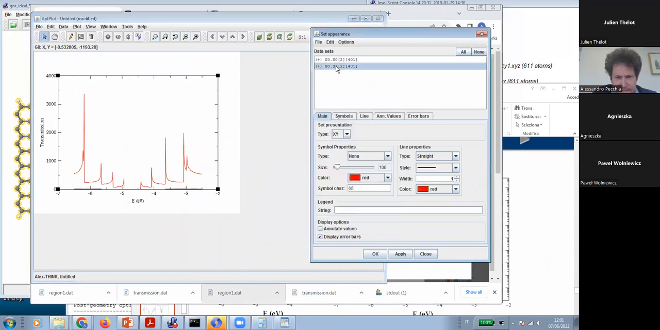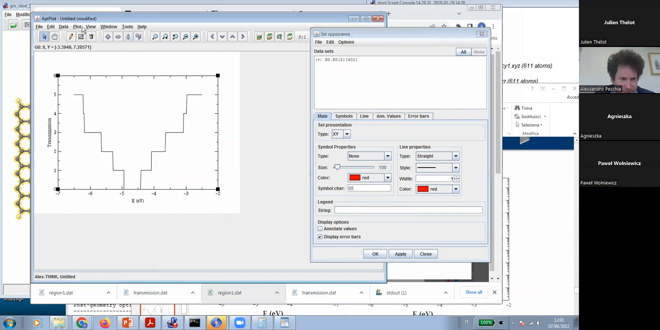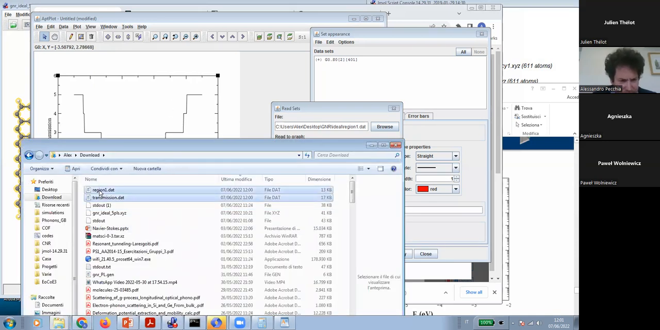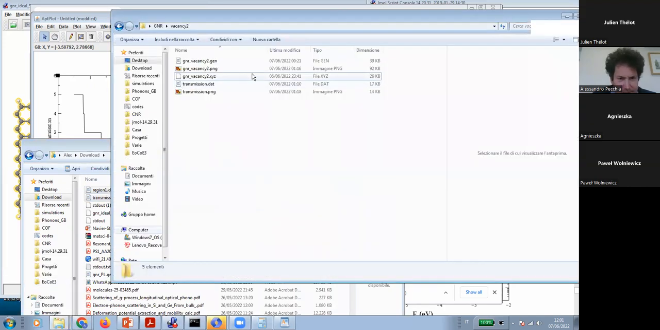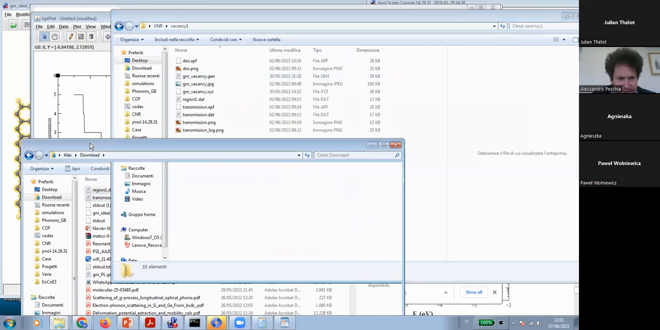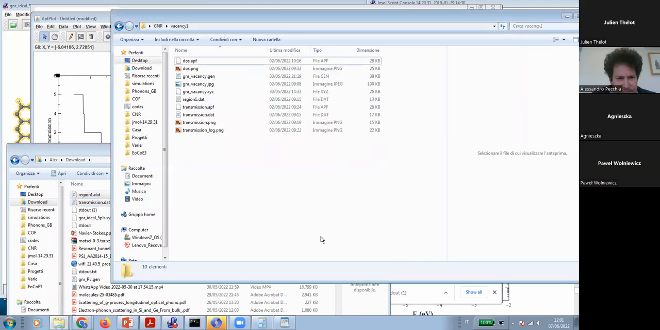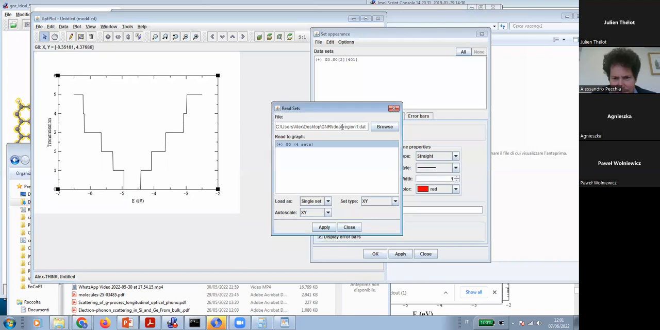Okay, now let's say that we hide this one for a second, and we only load the new calculation of transmission. Sorry, one second. The new transmission should be moved first to a folder called maybe vacancy one. Okay, we move them there, substitute, and then load. That would be vacancy one. And here you are, and you see that the transmission changed.